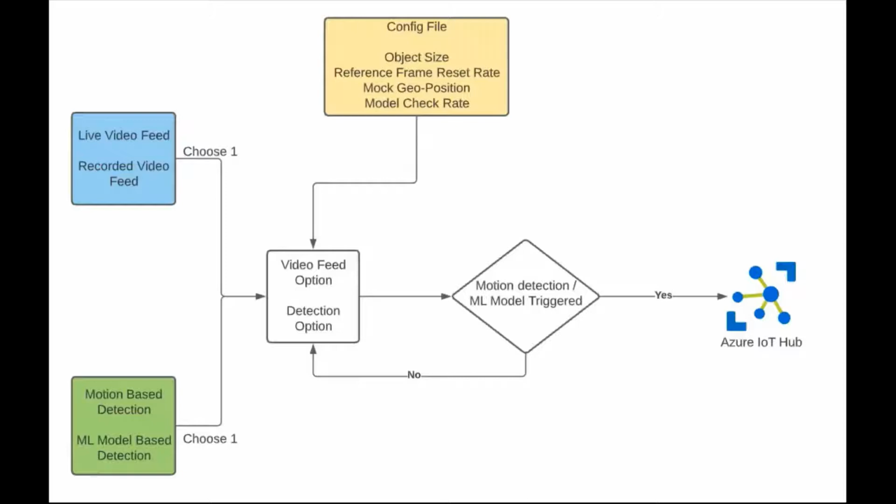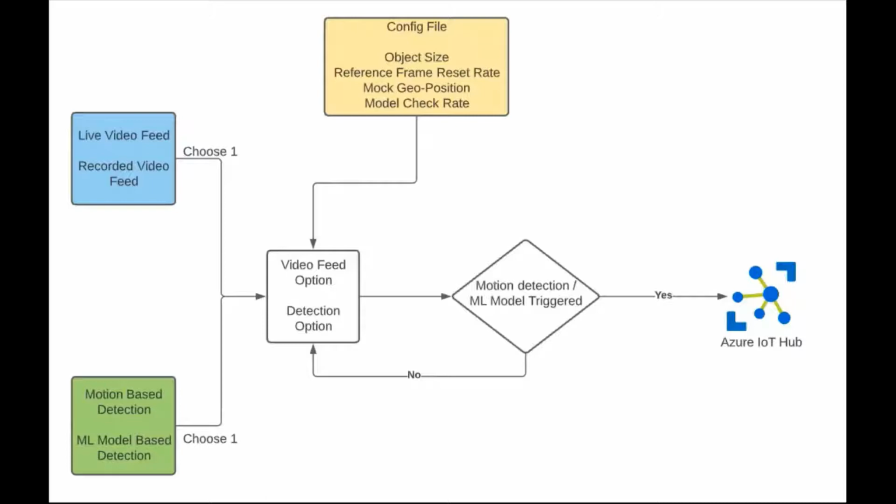At the top of the diagram, you can see a yellow box. This represents the config file. This allows you to easily fine-tune certain parameters to fit your needs. The object size parameter is only applicable to the motion detection option and is the size in pixels of the object you want to detect. If you want to detect larger or smaller objects moving in the image, you would increase or decrease this parameter respectively. The reference frame reset parameter is also only for the motion detection option.